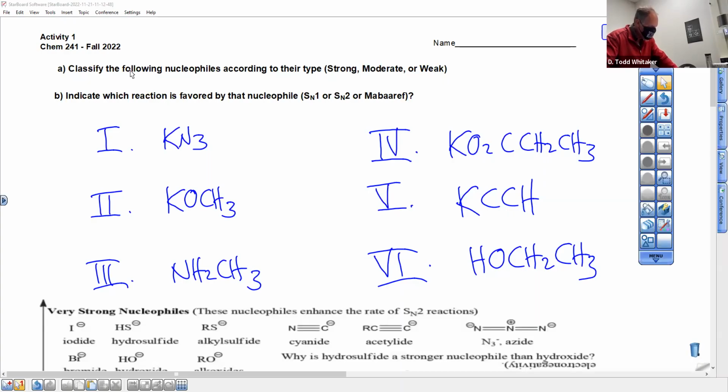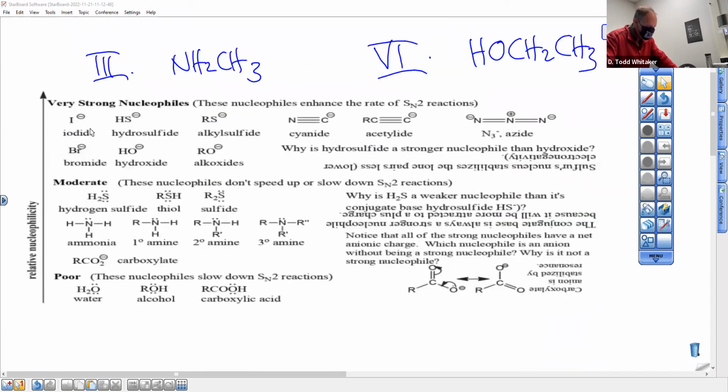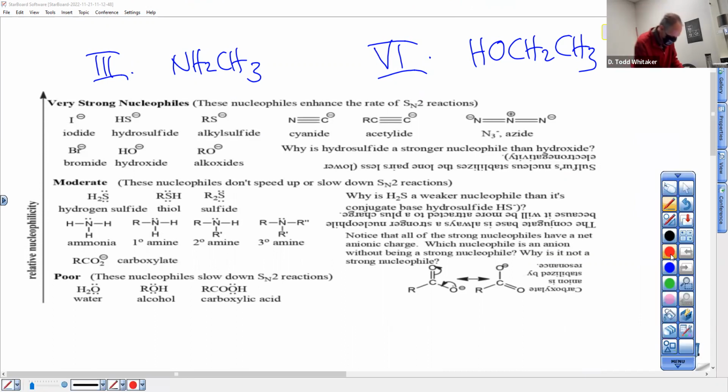We're going to start chapter 9 with an exploration of something we already know about. Nucleophiles. We're going to classify the following nucleophiles according to their type: strong, moderate, or weak. I grabbed this from the textbook. Strong nucleophiles, moderate, and poor, which is, yes, so you guessed it, another way of saying weak.